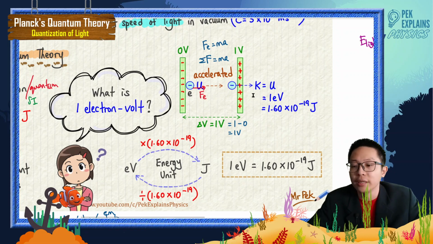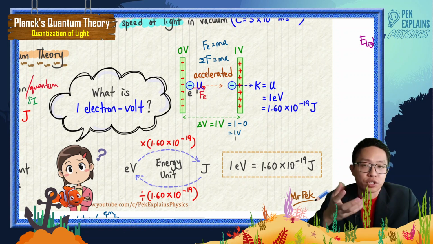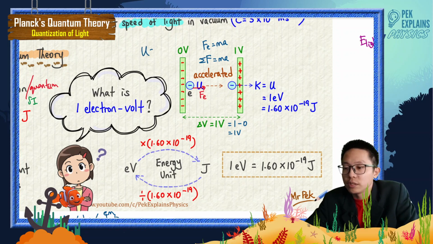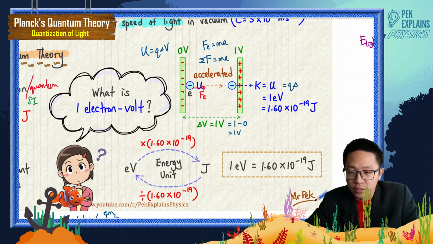Why does it have this kinetic energy? Because when the electron is near the negative plate, it has potential energy U. When it accelerates to the positive plate, it changes from potential energy to kinetic energy. It's just conservation of energy: potential energy converts to kinetic energy. We have the formula to calculate the potential energy, which is U equal to Q delta V.